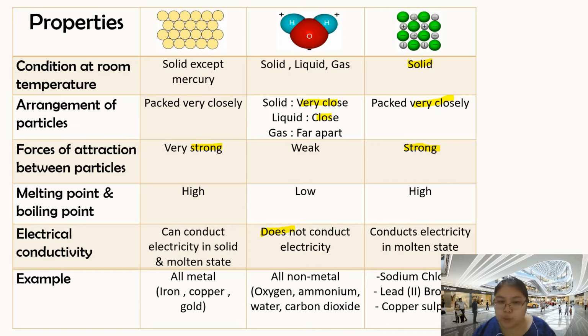That means two words. The first example here is sodium chloride, a normal salt. Number 2 is lead(II) bromide. Number 3 is copper sulfide. So you can see the words are double: copper sulfide, sodium chloride. So these are ionic compounds.